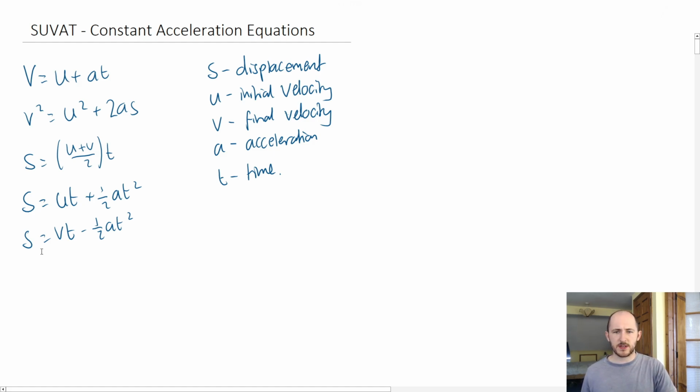But you have these equations here. I won't read out all of them just yet, but here are the different letters. So we have S, which is the displacement. U and V are the initial and final velocities respectively. A is acceleration and T is time. Now you might notice these are all vectors besides time, which is really, really important. Okay? Because the direction matters in SUVAT.